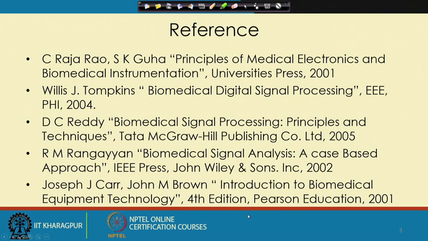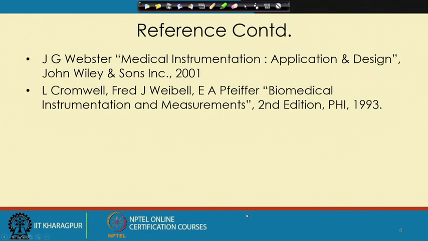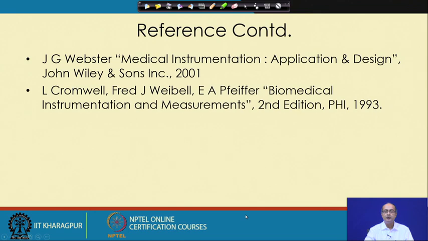Next, Introduction to Biomedical Equipment Technology, and the other two books, Medical Instrumentation and Biomedical Instrumentation and Measurements. These three books could be used as reference texts. Time to time we may need to know how the instrumentation needs to be done, though we will not directly cover that part. If anything more is required, we will keep you updated about the requirement of books.